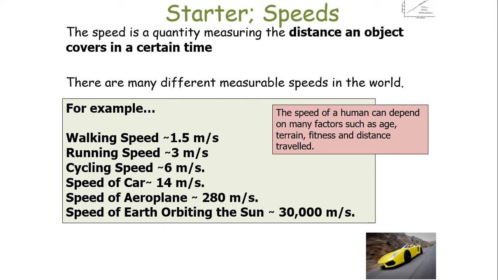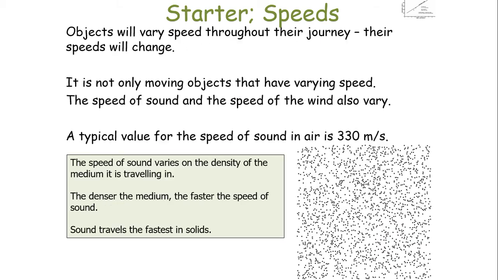Now, the speed of a human walking or running or cycling can depend on factors like age, terrain, fitness, how far you've travelled.